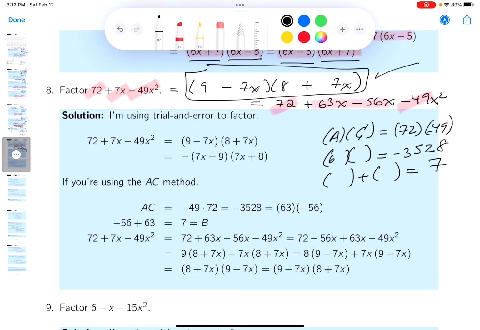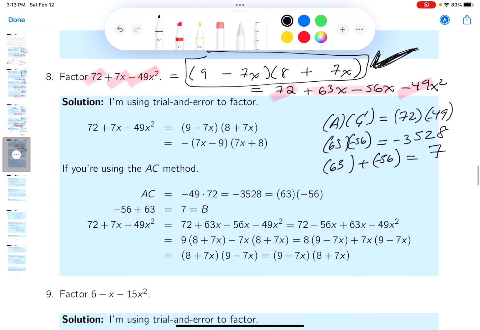But I'm going to say 63, and you're going to see this in the actual work too, by the way, and 56. Of course, those two numbers add together to 7, as we know from our trial and error technique over here. All right. So what do you do then? You got to take the middle term, which is 7x, and split it up into 63x minus 56x. Order doesn't matter. Then you factor by grouping, and no matter what you do, you're going to get the factor 8 plus 7x and the factor 9 plus 7x.